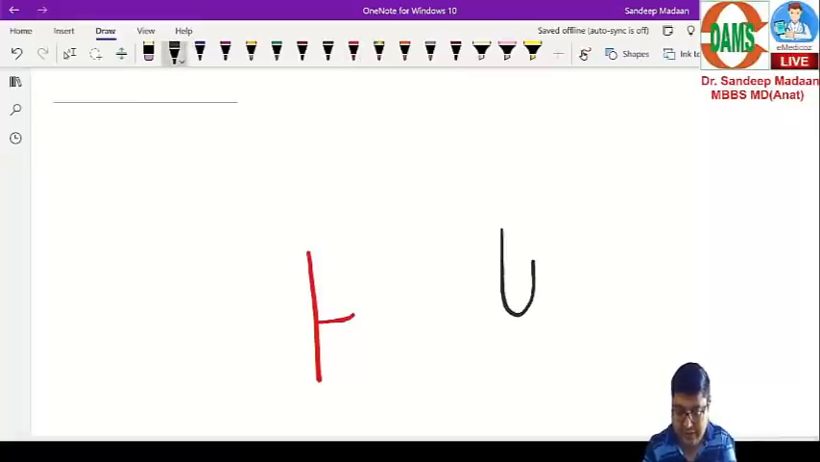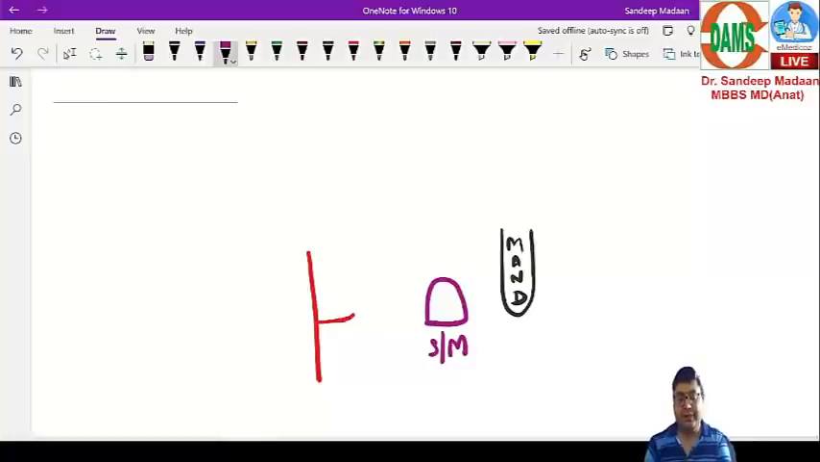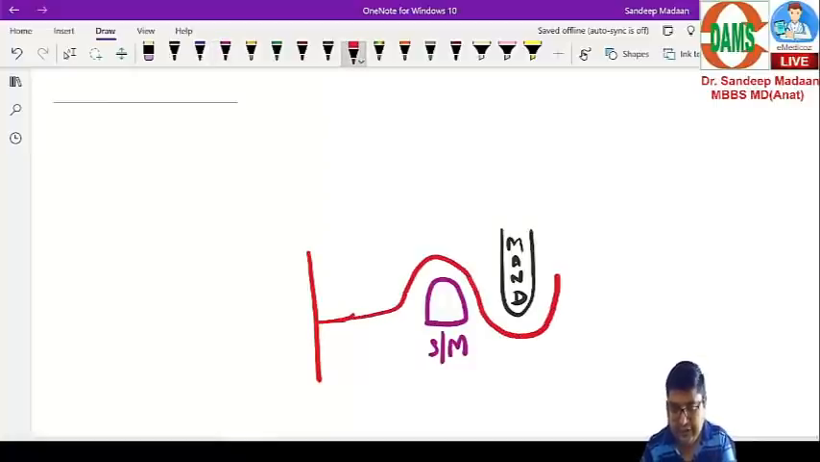This is mandible, this is mandible, and this is a gland here. So what is the name of the gland? Submandibular gland. Okay, so the facial artery will be making an S-shaped loop like this. So it is having one convexity and another convexity, one around the gland, the other around the mandible.